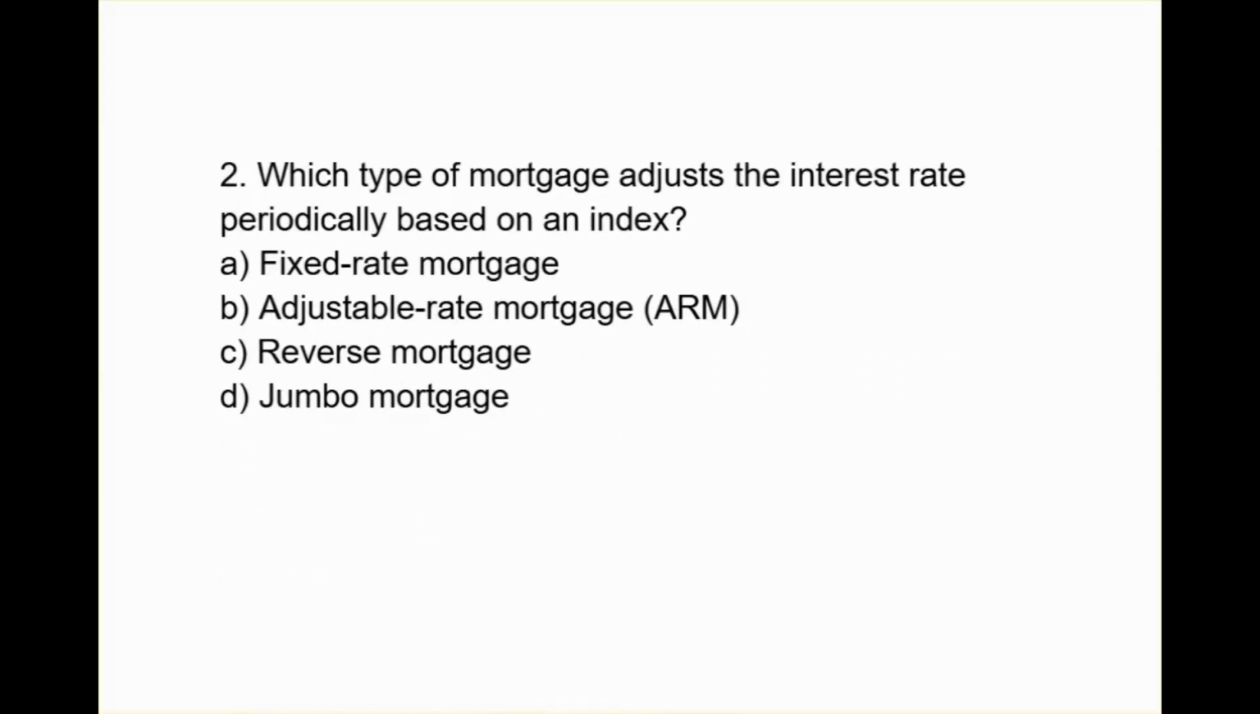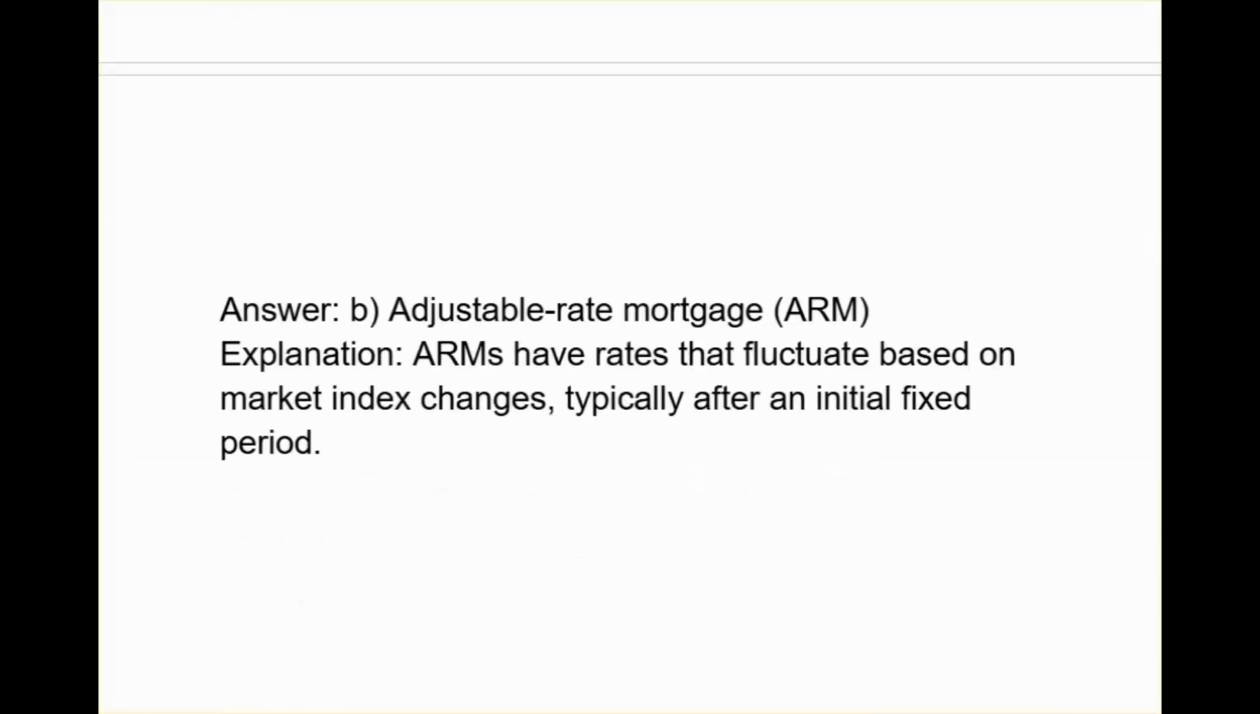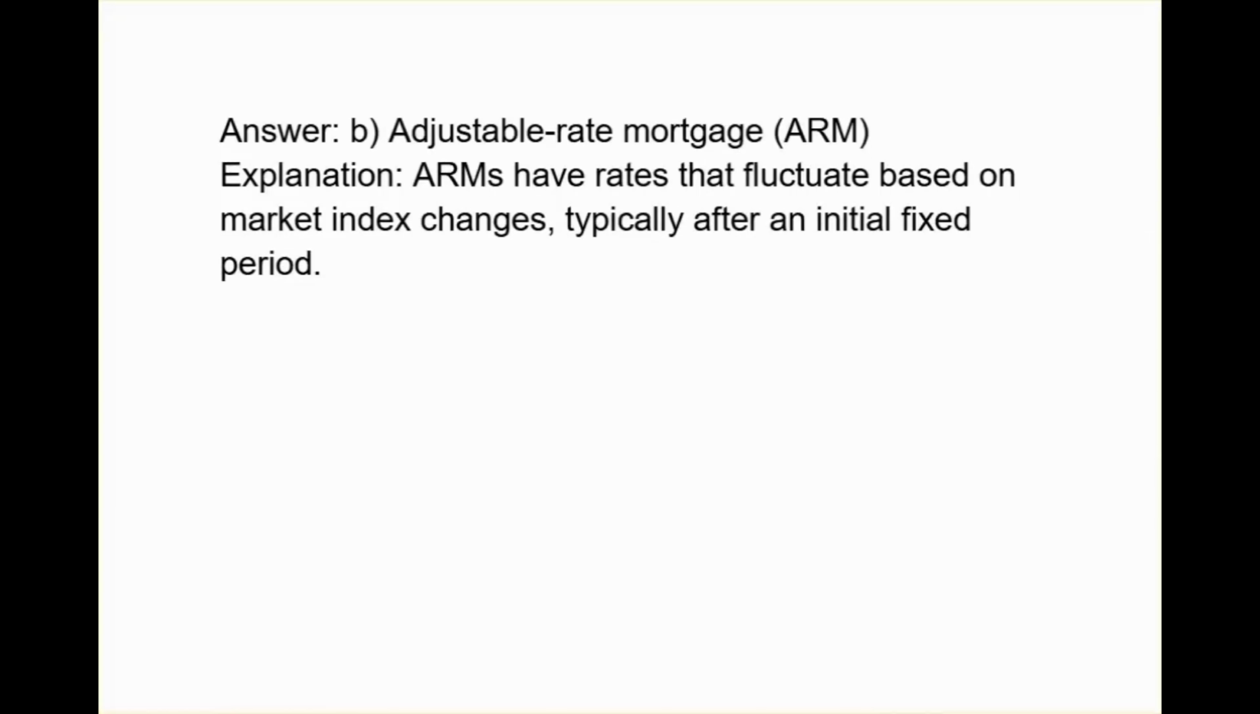Which type of mortgage adjusts the interest rate periodically based on an index? A. Fixed rate mortgage. B. Adjustable rate mortgage. C. Reverse mortgage. D. Jumbo mortgage. B. Adjustable rate mortgage. ARMs have rates that fluctuate based on market index changes, typically after an initial fixed period.